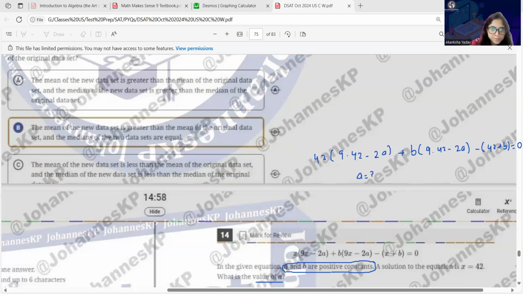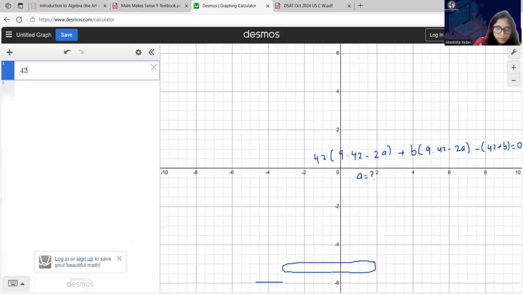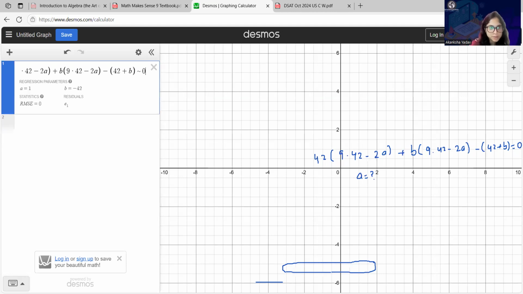Now we go to DESMOS. We have, in parentheses, 9 times 42. I already have it on my screen if you want me to share it. Okay, never mind, I'll just type it in over here. 9 times 42 minus 2a minus 42 plus b. And this is equivalent to 0 because we want to find a parameter. Now you can see we're getting a is 1 and b is negative 42.